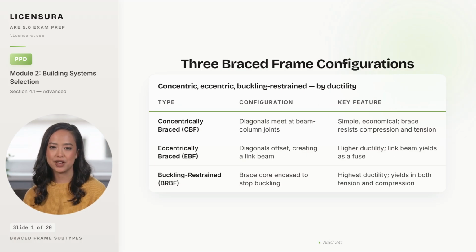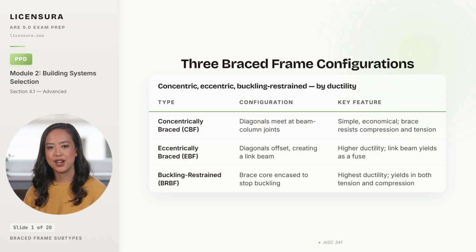Three braced frame configurations, ordered from simplest to highest performing. The concentrically braced frame is the default. Diagonals meet at beam-column joints. The frame is economical to fabricate, and the brace resists both compression and tension. The catch is that when a steel brace buckles in compression during an earthquake, it loses most of its capacity, so ductility is only moderate.